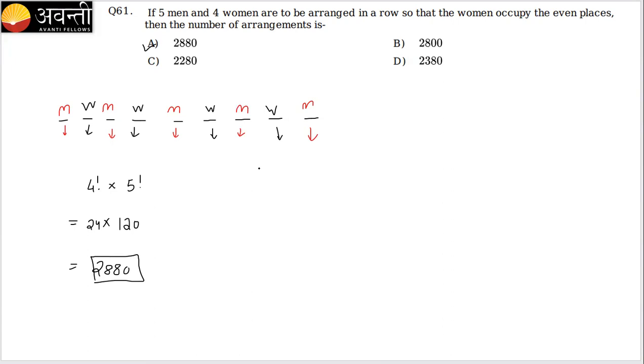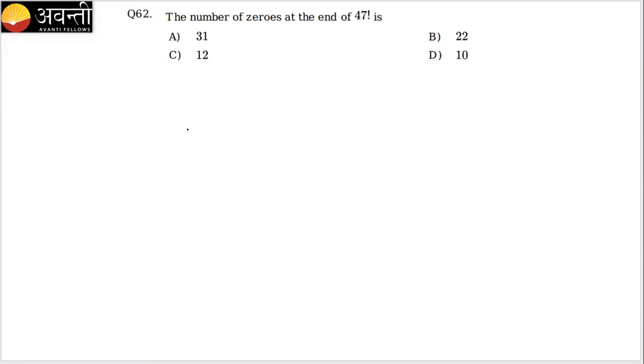Let's move on to the next. The number of zeros at the end of 47 factorial. We know this is a basic concept to get the number of zeros. How can we get the number of zeros? For getting the number of zeros, we divide 47 upon 5 and take the value of the step function. So 47 upon 5: 5 nines are 45. What is the step of that? It is 9. Then we again divide 9 by 5.